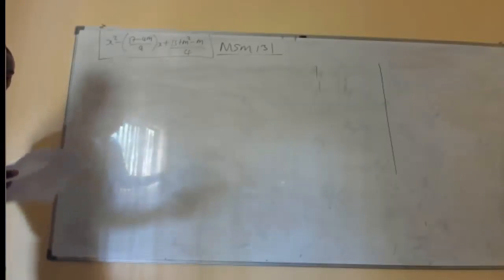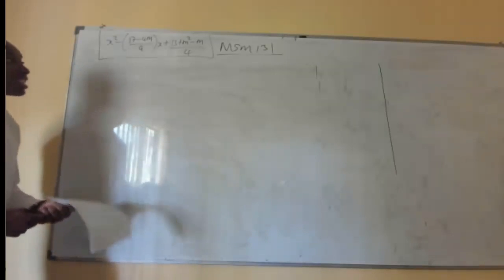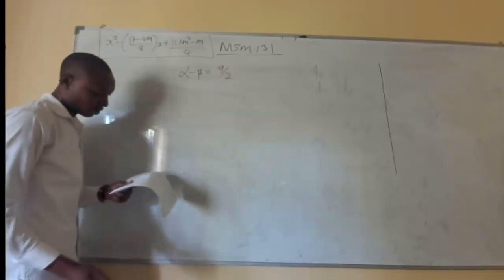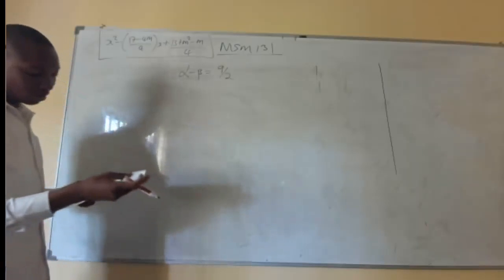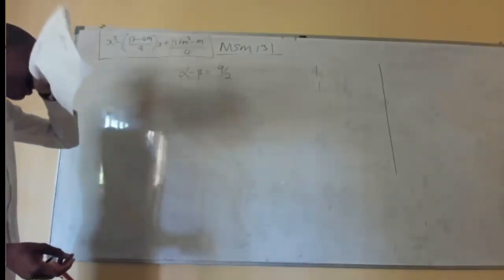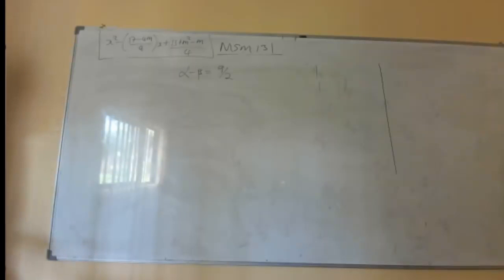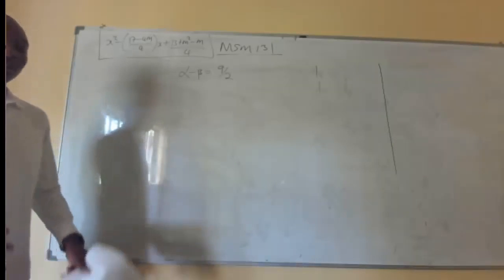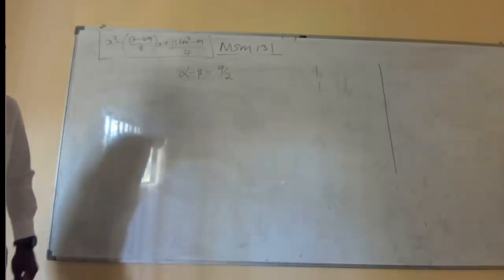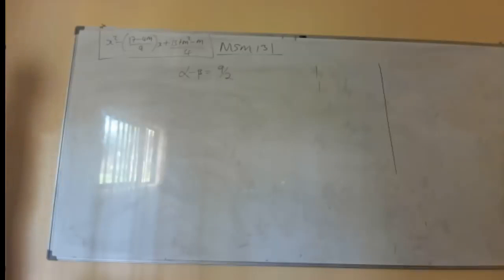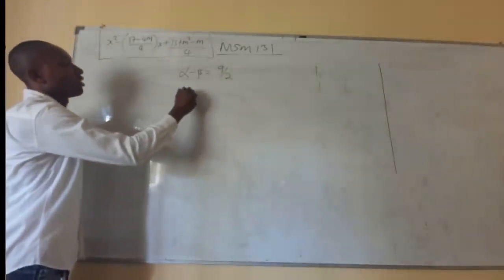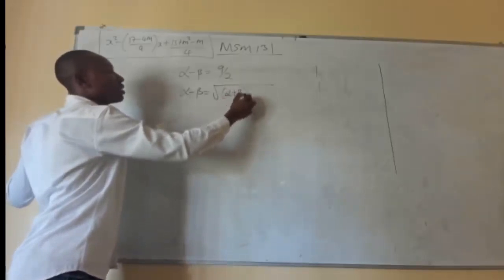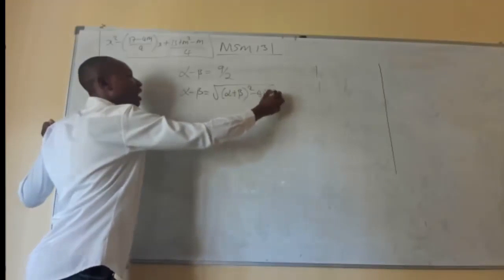Okay, so the next question says, if alpha minus beta, meaning the difference, is 9 over 2, find the value of m. So we've been told that the difference of the two roots is equal to 9 over 2. How do we find the value of m in that case? We need to remember that alpha minus beta is the square root of alpha plus beta, squared, minus 4 alpha beta.